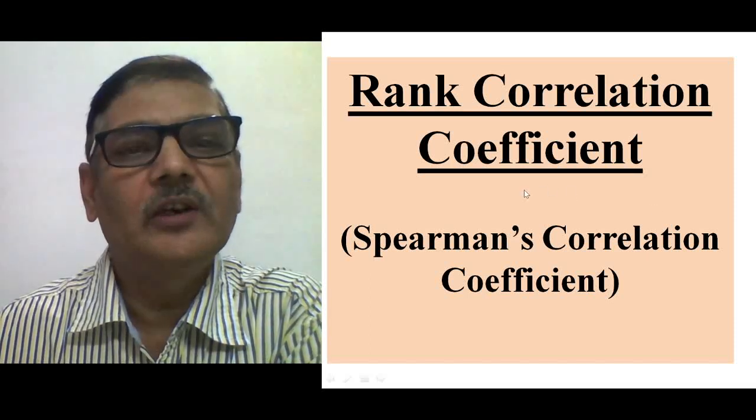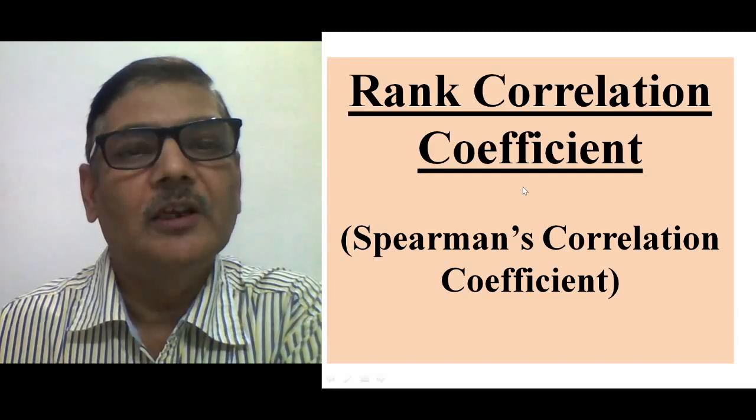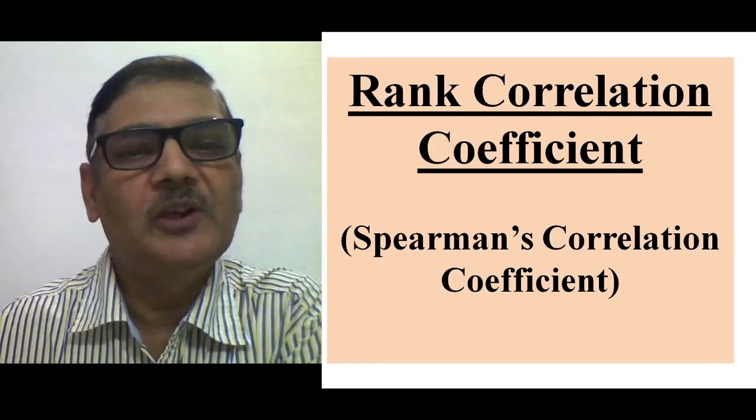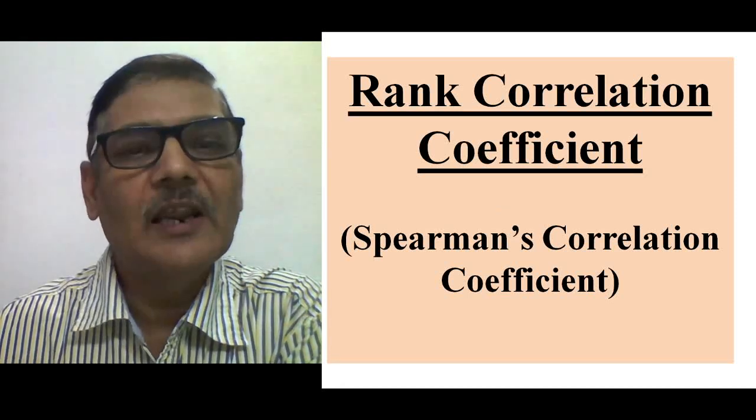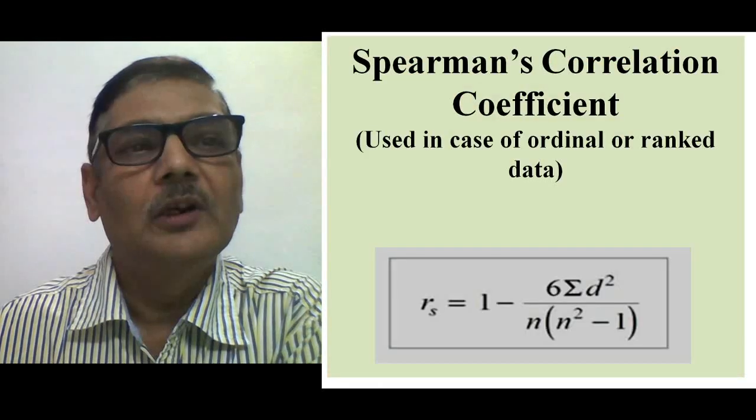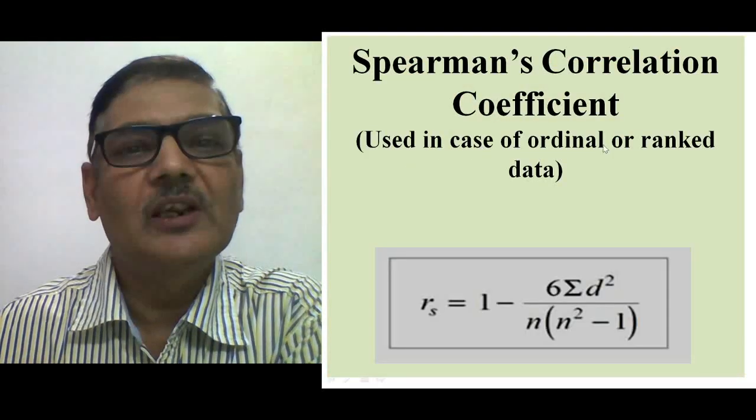While explaining the correlation aspect in one of my presentations, I mainly explained Pearson's correlation coefficient. The other way of calculating correlation is the rank correlation coefficient, which was actually proposed by Spearman. So it is also referred to as Spearman's correlation coefficient. Now this particular statistical analysis is performed on ranked data. So this test is used in case of ordinal or ranked data.